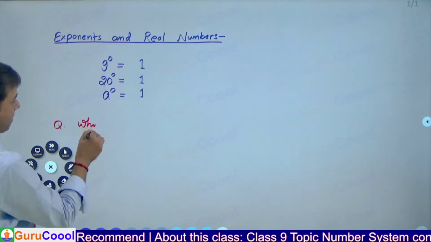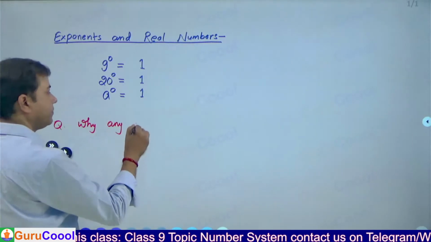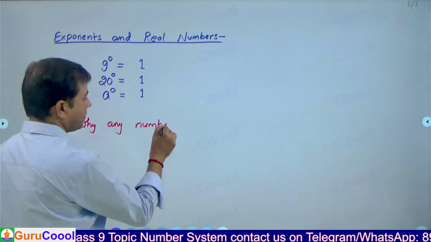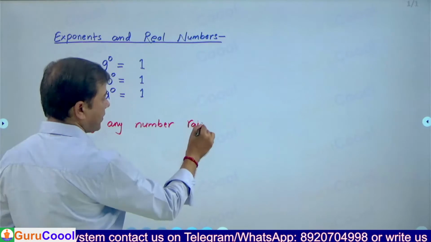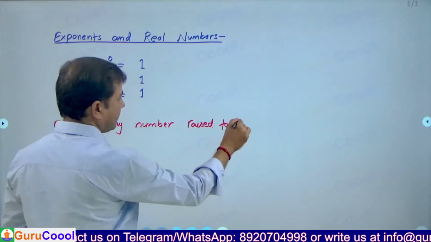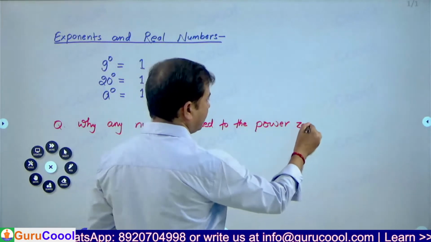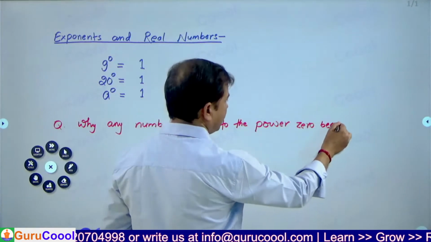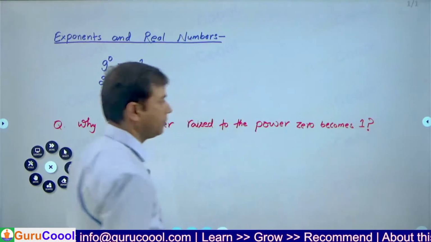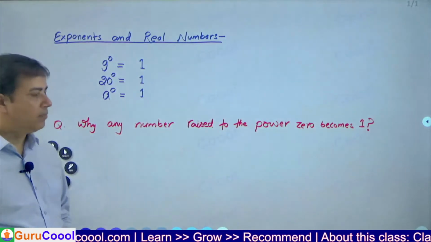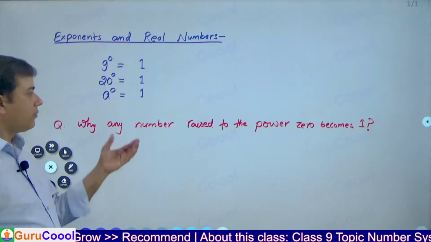So now that's a question. Why does any number raised to the power 0 become 1? Let us see what is the mathematical proof.